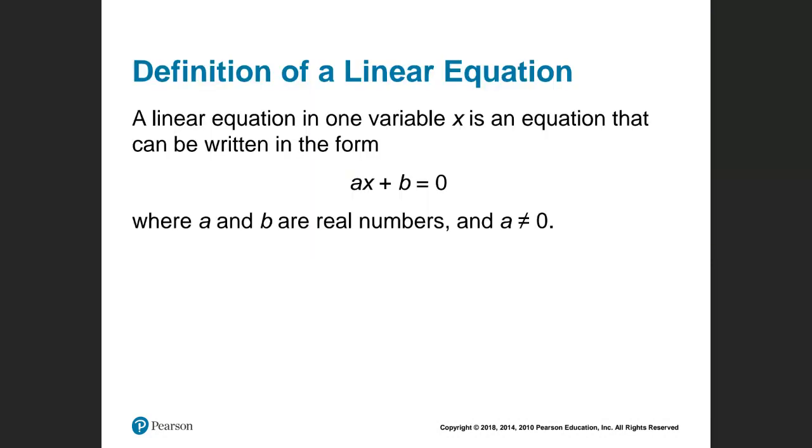Definition. A linear equation in one variable x is an equation that can be written in the form ax plus b equals 0, where a and b are real numbers and a is not equal to 0.